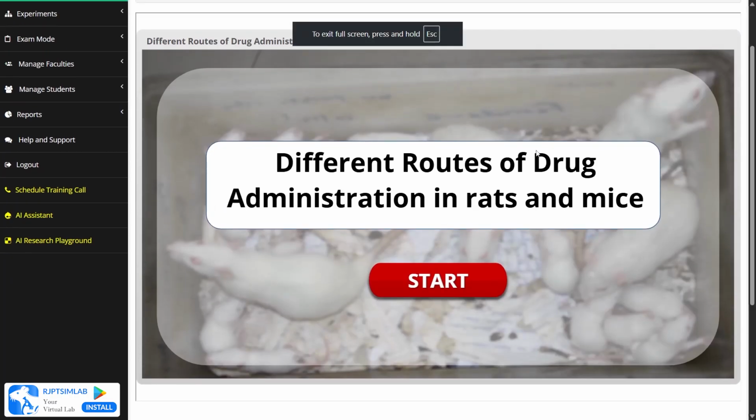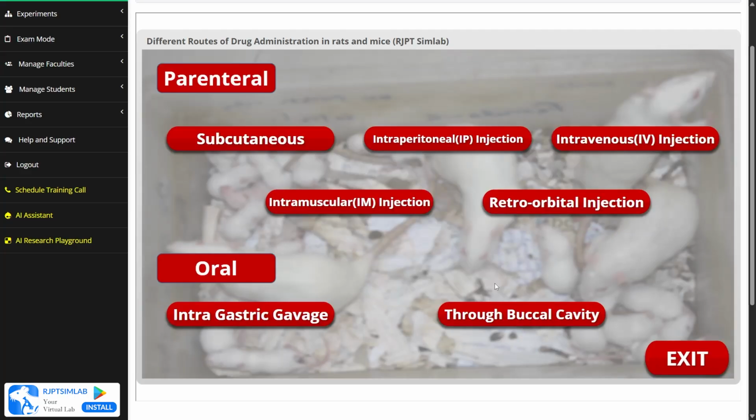In this video, we will study the different routes of drug administration in rats and mice. Let's start with the video. As we can see, the major routes of drug administration in rats and mice are the parenteral route and the oral route, and they contain other subdivisions under which the drugs are administered.